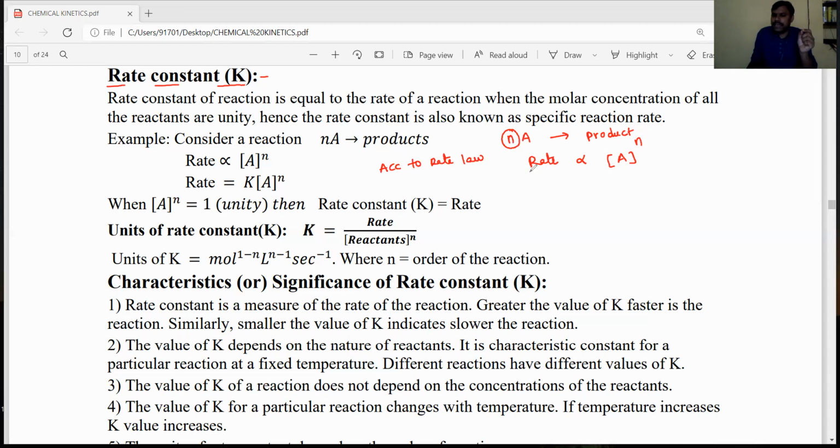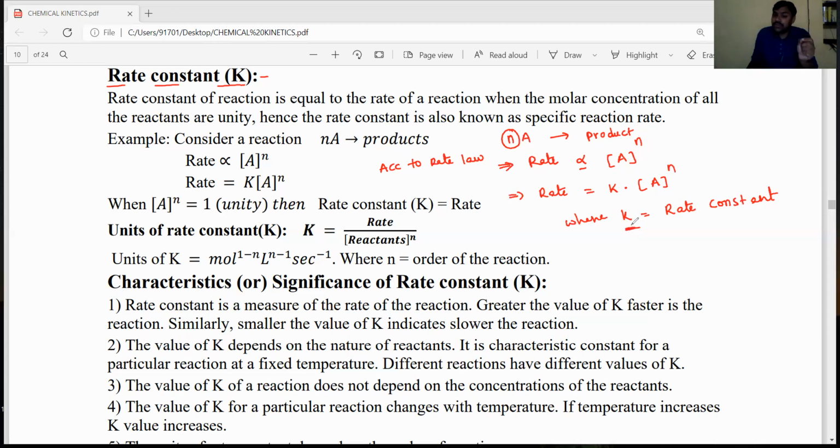For the above reaction, the rate law is: the rate is directly proportional to the concentration of reactant to the power of n. If the proportionality sign is removed, we need to introduce one constant, known as the rate constant. The rate is equal to K times the concentration of A to the power of n, where K is called the rate constant. Okay, dear students, K is called the rate constant.